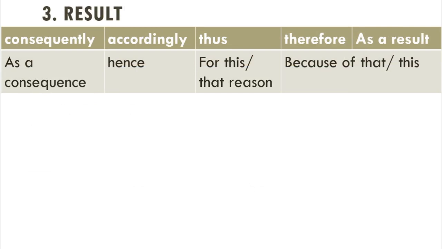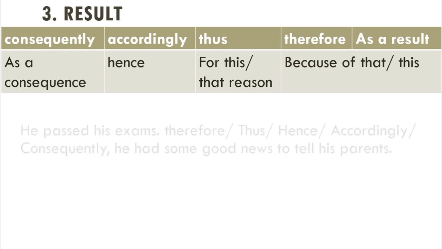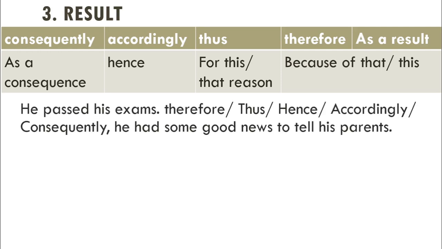To mean result, we use some sentence connectors like consequently, accordingly, thus, therefore, as a result, as a consequence, hence, for this or that reason, because of that or because of this. For example, he passed his exams, therefore, or thus, hence, or accordingly, or consequently, he had some good news to tell his parents. He passed his exams, therefore, he had some good news to tell his parents.